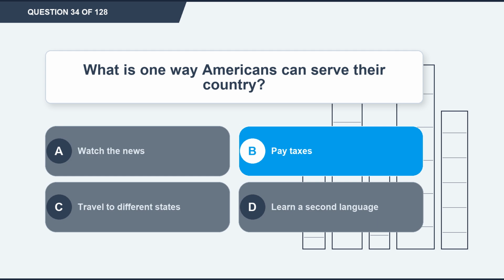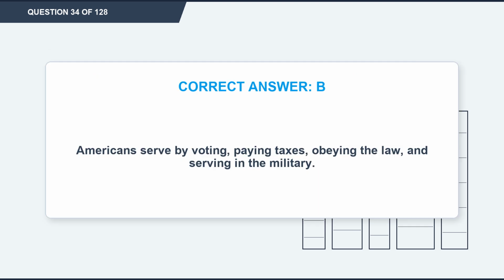Pay taxes. Explanation. Americans serve by voting, paying taxes, obeying the law, and serving in the military.